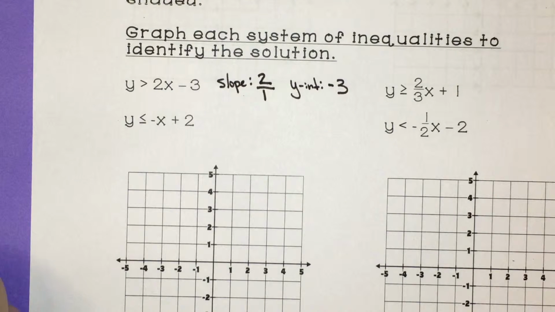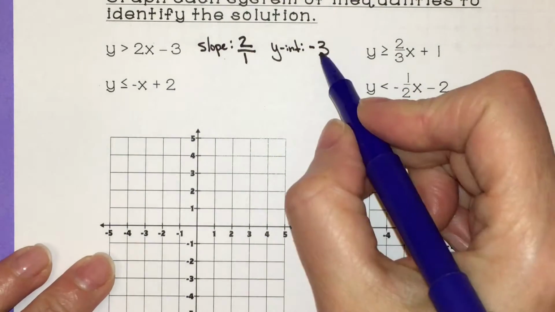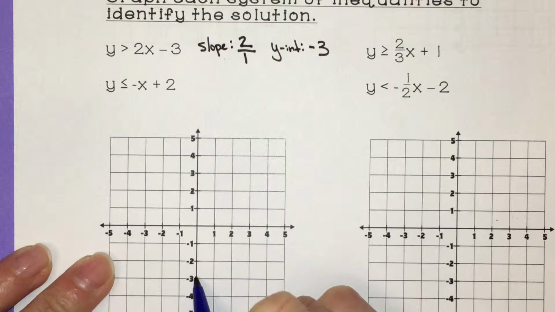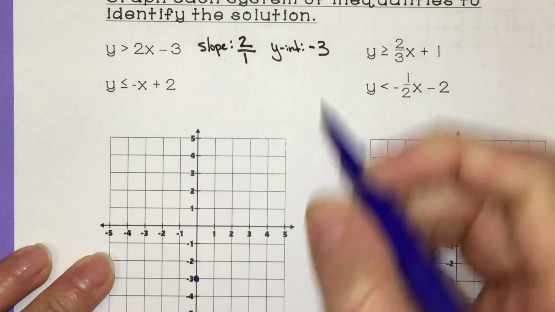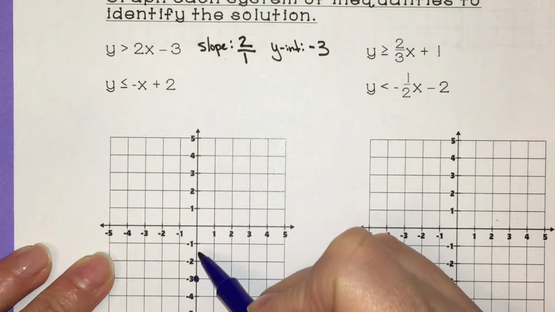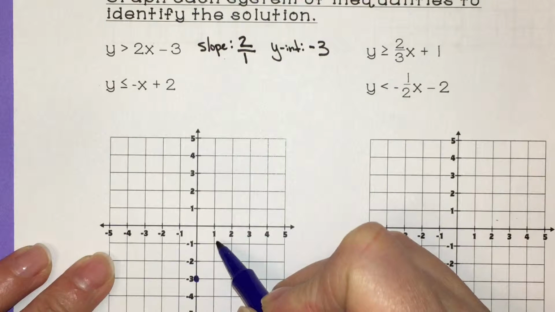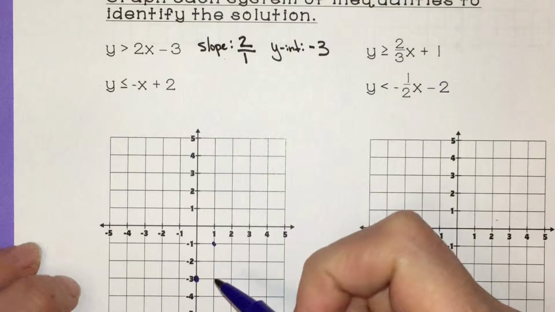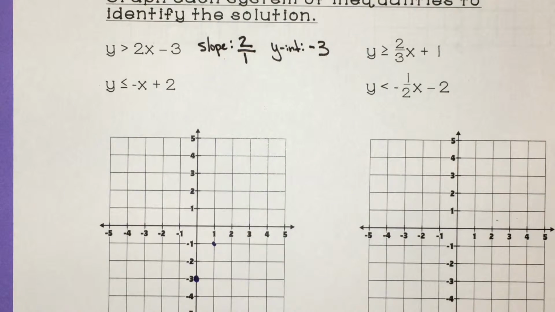Okay, so I am going to graph this one. So I start with my y-intercept. This line goes to the y-axis at -3. So I'm going to put a dot at -3. The slope is +2 over +1. So I'm going to rise 2, run 1. Because they're both positive, you go to the right for both.